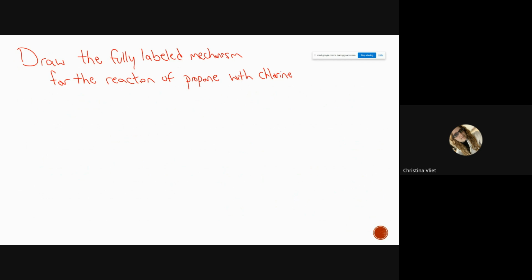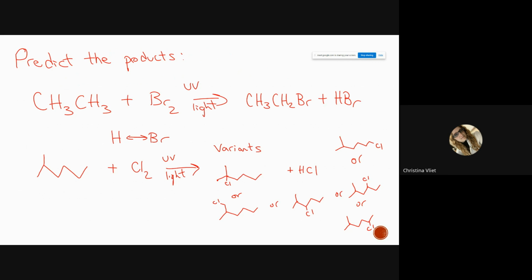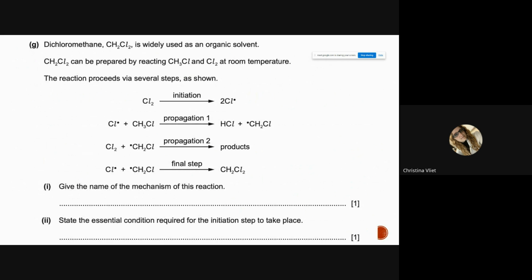Where are the marks in this mechanism, by the way, traditionally? I already erased it. Usually there's 1 mark for naming all 3 steps. Typically, there's 1 mark for correctly showing each of the steps. So that means how many marks could that be? 1 mark for the initiation, 1 mark for the propagation, and 1 mark for the termination.